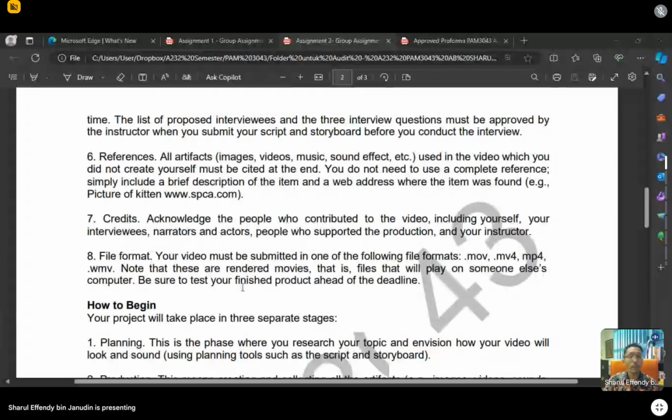For the file format, whatever format is fine, as long as it is a video. The group leader has to upload it to YouTube, and then give me the link in my group, so I will watch the video through YouTube, then I can give it a like.